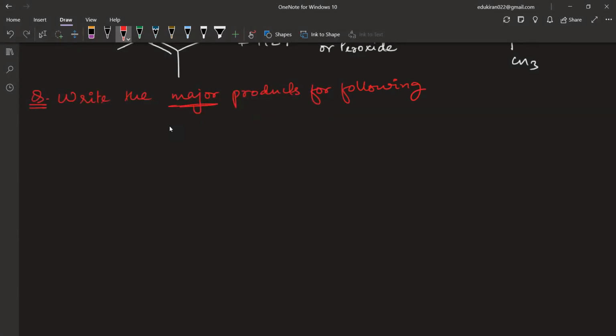See, the emphasis is on the major product. Okay, you just have to give me one product, nothing else. So if you have a symmetrical alkene, then it doesn't matter where you are going to put the hydrogen and the chlorine. So I think this is relatively easy.